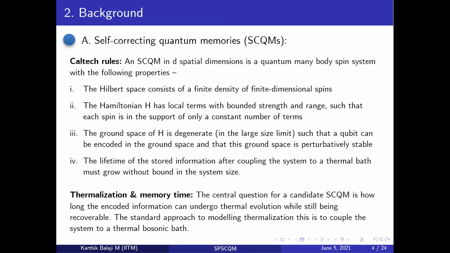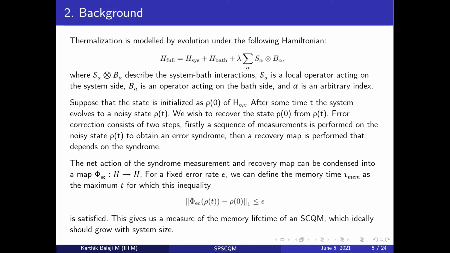Now, the central question for a candidate SCQM is how long the encoded information can undergo thermal evolution, that is, be exposed to the surroundings, while still being recoverable. The standard approach to modeling thermalization is to couple the system to a thermal bosonic bath. And thermalization is modeled by this equation over here, where H is the Hamiltonian of the whole universe, system plus surroundings, H_S is the Hamiltonian of the system, H_B is the Hamiltonian of the bath, and the remaining are the interaction terms, where S_alpha and B_alpha are the local operators acting on the system and the bath side, and lambda is a coupling constant, which is usually less than 1.